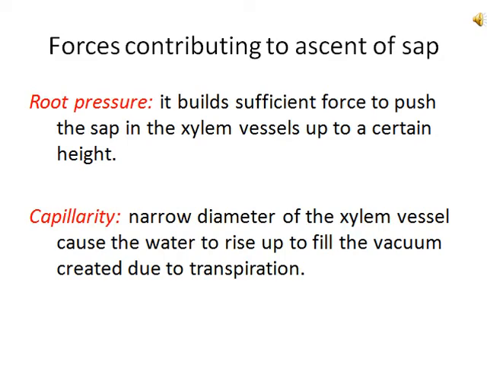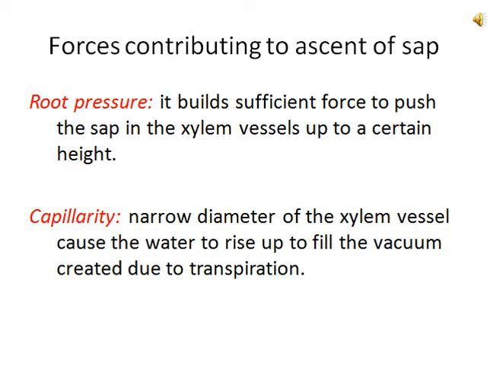Xylem is a complex tissue. It contains xylem parenchyma, xylem vessels, etc. The diameter of the xylem vessel is very narrow. That means it is like a capillary tube. So through that, water rises up to fill the vacuum created due to transpiration. As the leaves give out water by transpiration, the water can rise up to the leaves. So capillarity helps the upward movement of water and minerals.